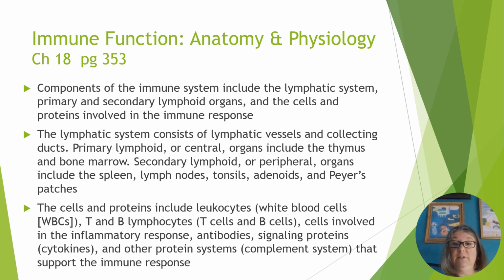The cells and proteins include leukocytes, which are our white blood cells, T and B lymphocytes, so T cells, B cells, and then the cells involved in the inflammatory response, antibodies, cytokines, which are signaling proteins. So signaling proteins are going to tell other proteins to do something, right? And then we have proteins involved in the complement system. And the complement system is that whole cascade. Table 18.1 has this all drawn out for you. It's super nice.